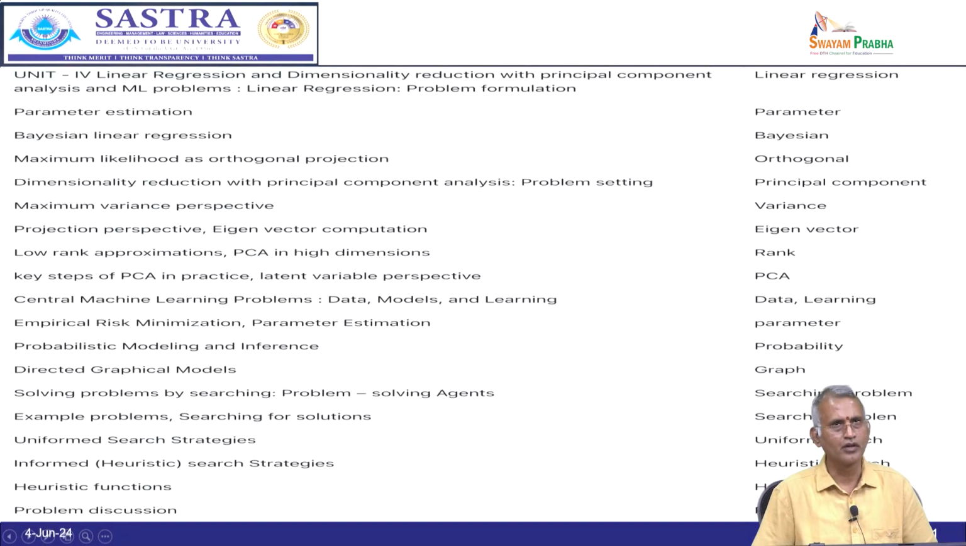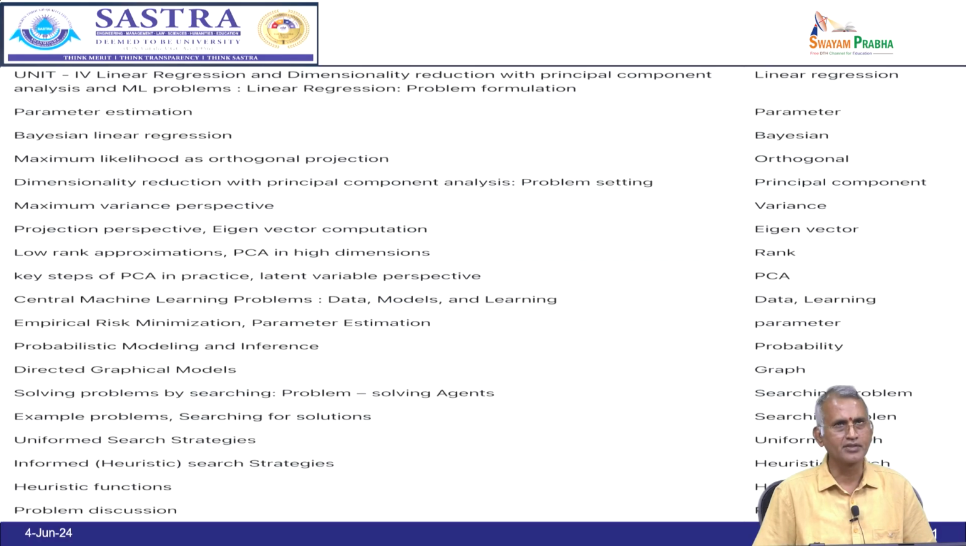Now we are going to discuss Unit 4. The topic is linear regression and dimensionality reduction with principal component analysis and machine learning problems. These are the topics to be covered in Unit 4, and this is the lesson plan, starting with linear regression and problem formulation. It comes under linear regression.